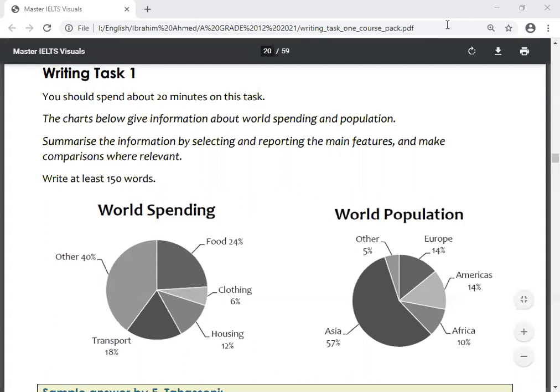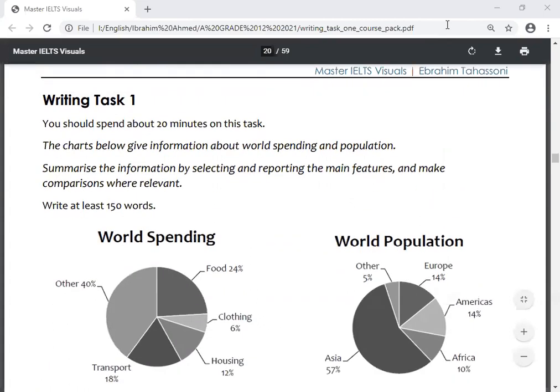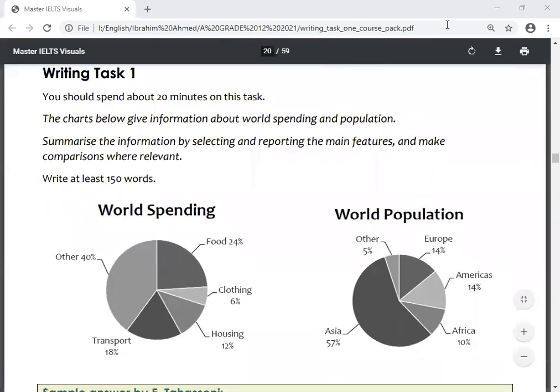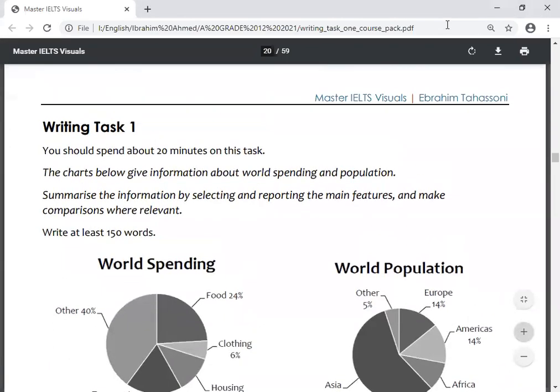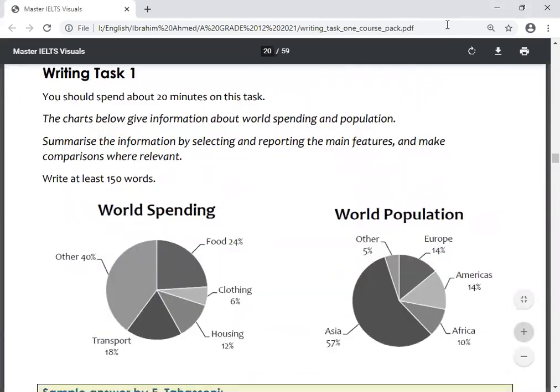Okay, in the first session, we talked about how to describe a pie chart, and this is an example. You should spend about 20 minutes. Again, this task takes 20 minutes.